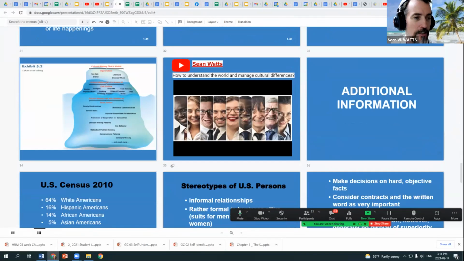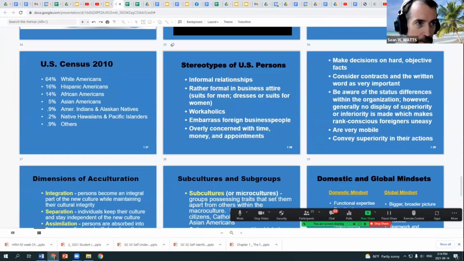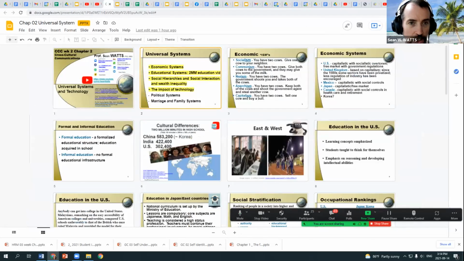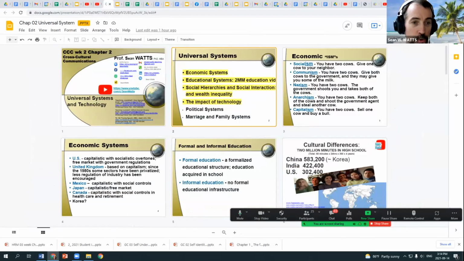Usually you only see a little bit of the culture at the beginning. You need to research quite a lot. You need to check quite a lot to understand these details. And there's a lot of extra information. So that was week 1. Week 2, we talked about how cultures are quite different related to the universal systems.